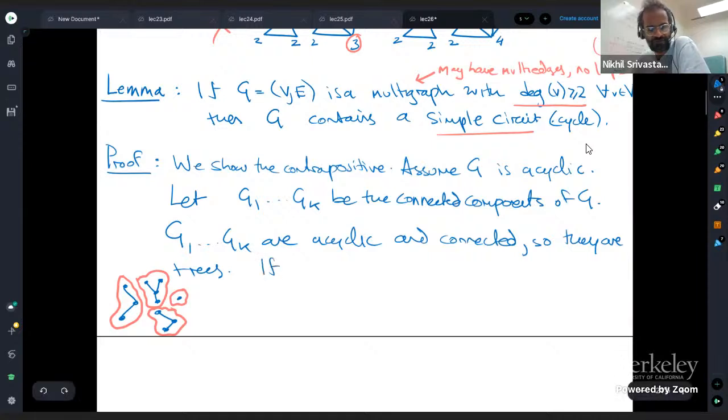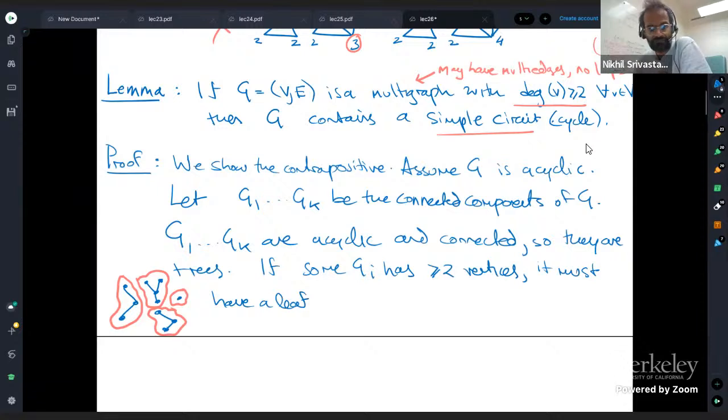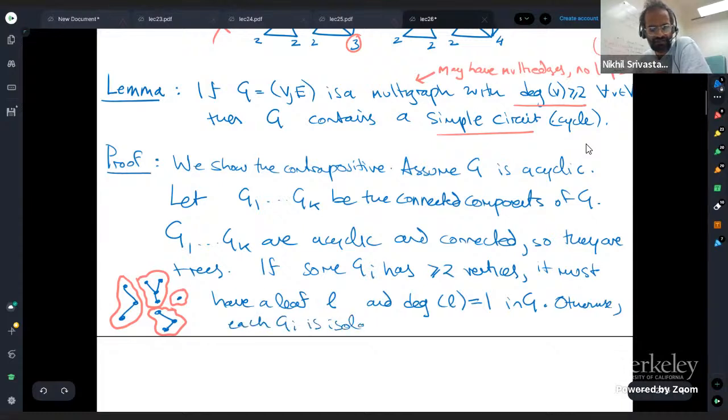So really now you say, okay, if some G_i has at least 2 vertices, it must have a leaf L, and the degree of L equals 1 in G. So I'm done. Otherwise, they all have 1 vertex. So otherwise, each G_i is isolated, or is a single vertex of degree 0, in G. That's it.